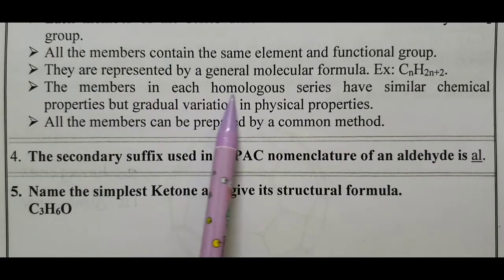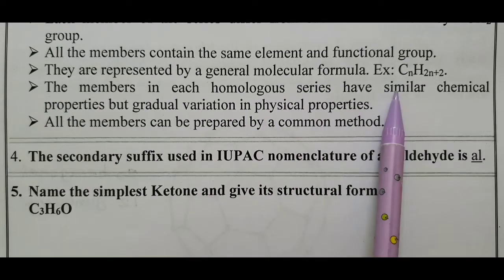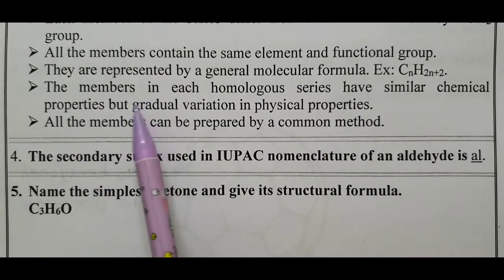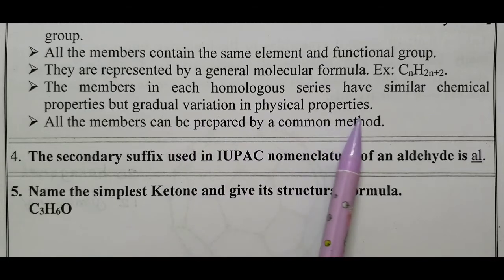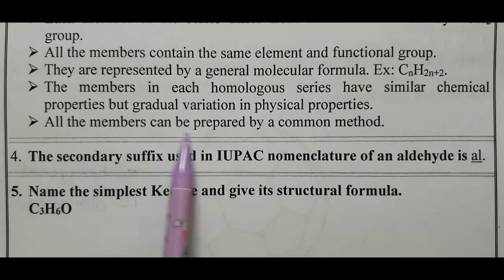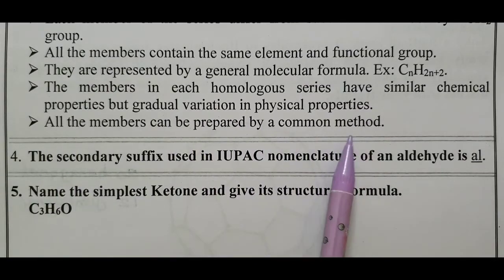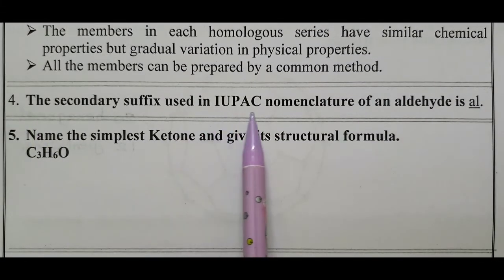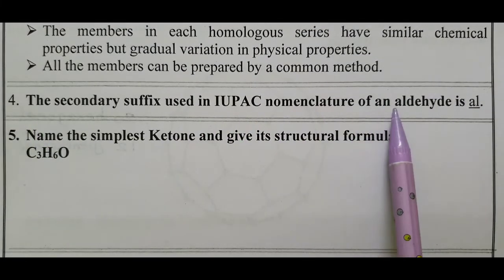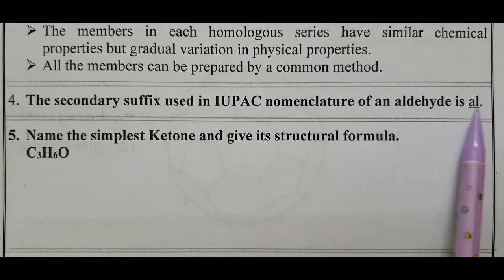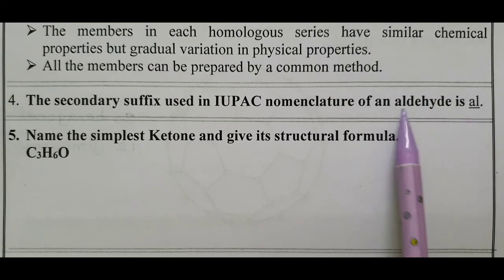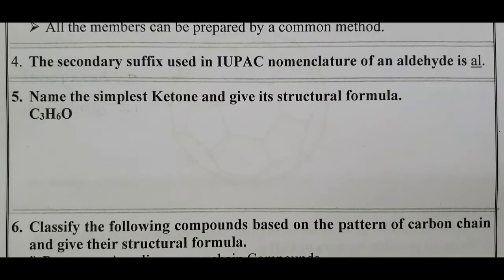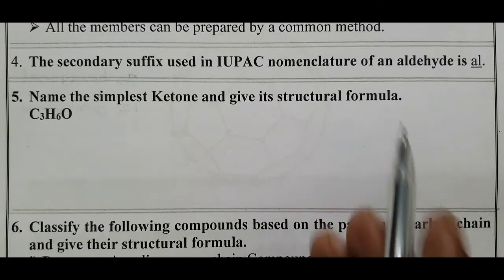The members in each homologous series have similar chemical properties but a gradual variation in physical properties. All the members can be prepared by a common method. Fourth assessment: the secondary suffix used in IUPAC nomenclature of aldehyde is al. Next, name the simplest ketone and give its structural formula.